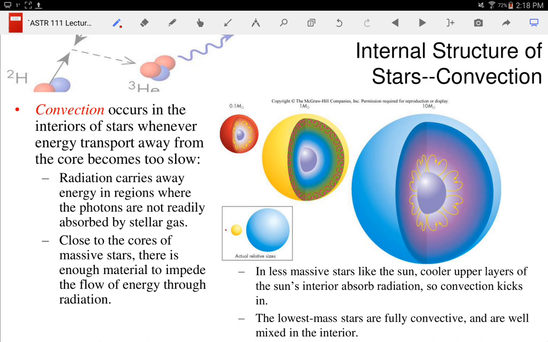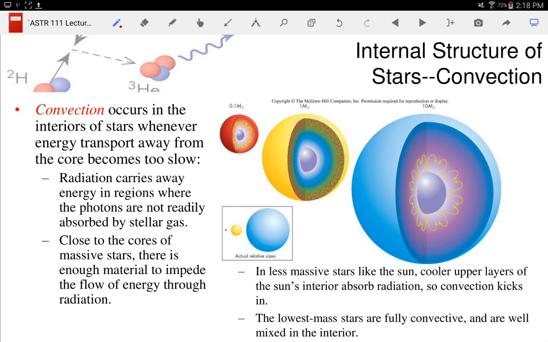So you look at this picture here, a very massive star, it has convection in the middle, not on the outside. This one here, like our sun, it has convection on the outside, not in the middle. This small star here has convection all the way through. That actually makes a difference to the star.